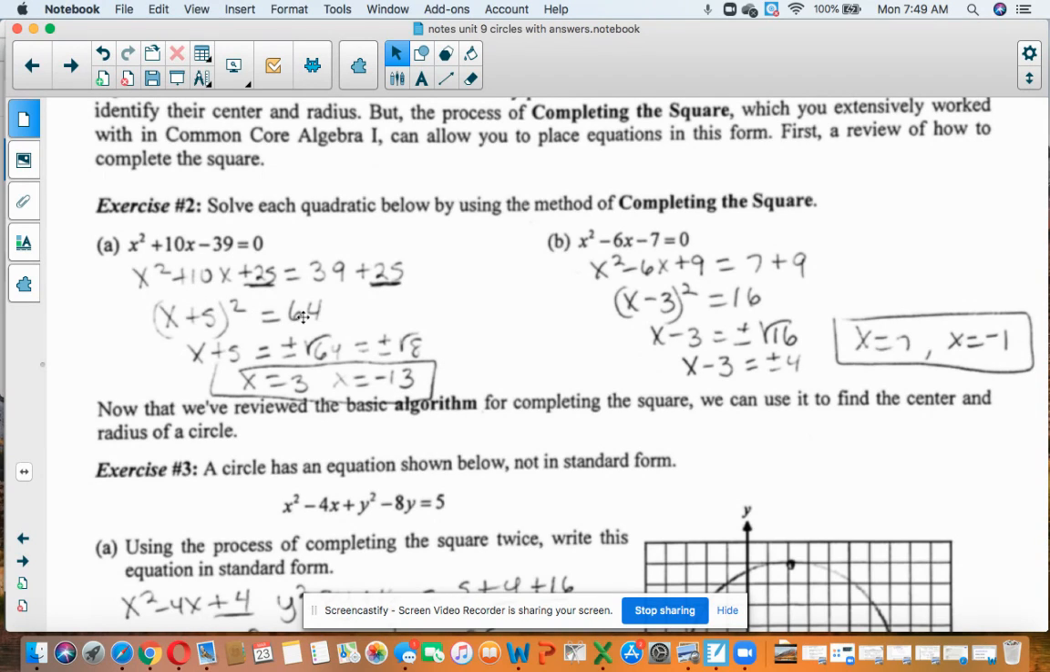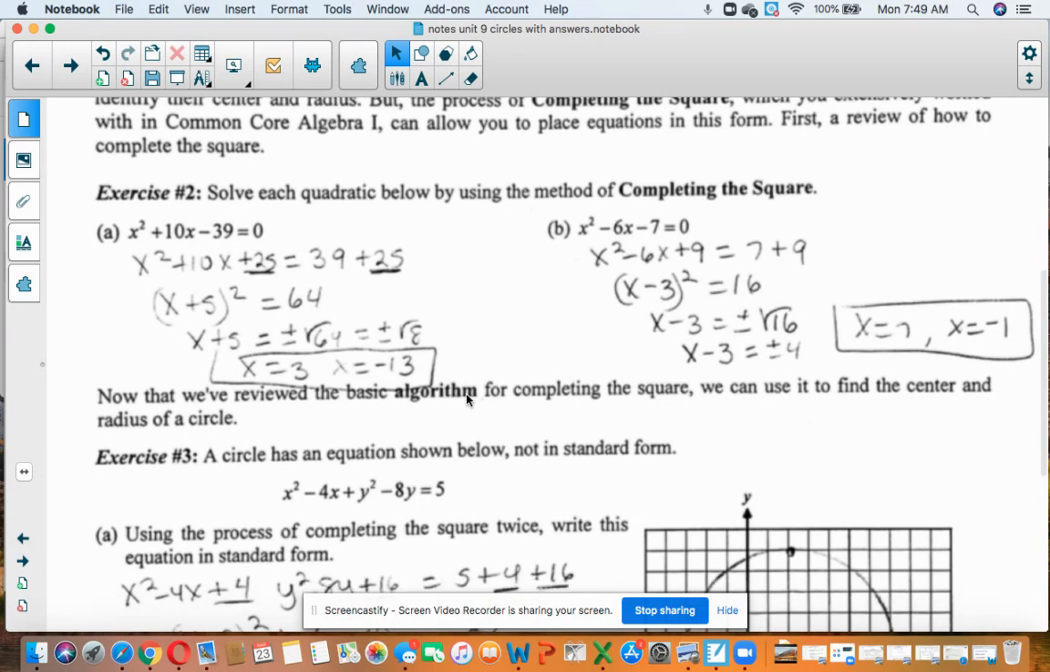And then what you can do is you can actually solve. Now, we won't be doing the solving part when we are putting it in standard form just to find the center and the radius, but here on A and B, they actually solved it. So the only difference when we're doing this with circles is we're going to complete the square twice, once for the x's and once for the y's.